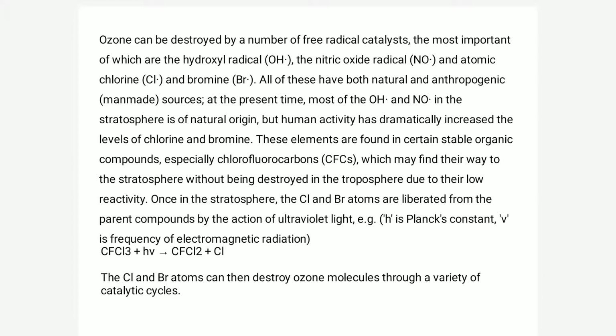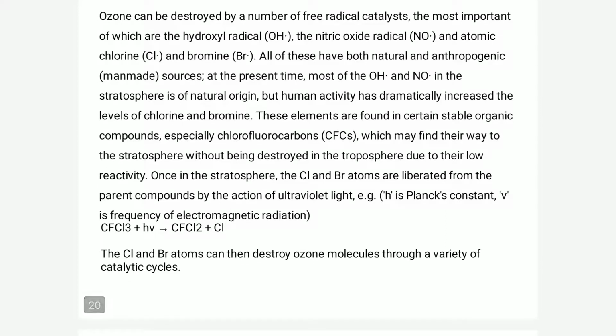These elements are found in certain stable organic compounds, especially chlorofluorocarbons, which may find their way to the stratosphere without being destroyed in the troposphere due to their low reactivity. Once in the stratosphere, chlorine and bromine are liberated from the parent compounds by the action of ultraviolet rays, and these chlorine and bromine atoms can then destroy ozone molecules through a variety of catalytic cycles.